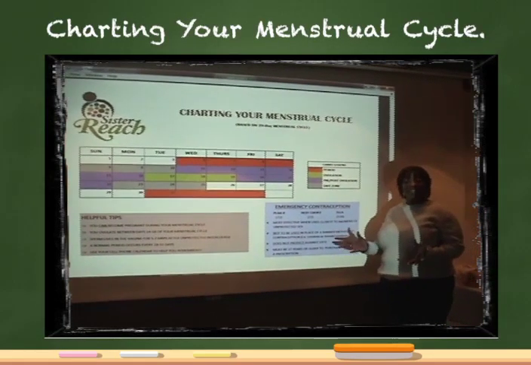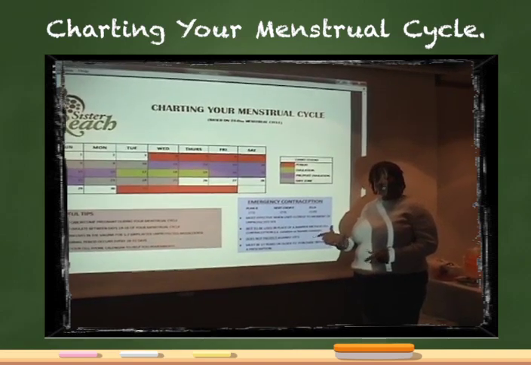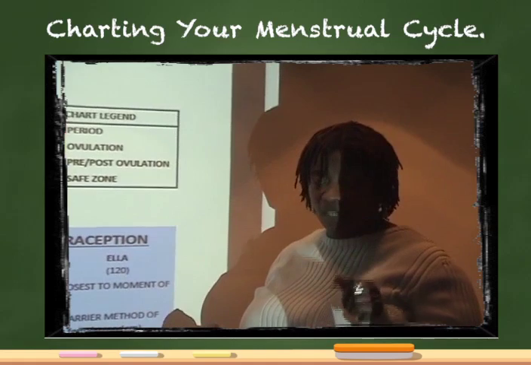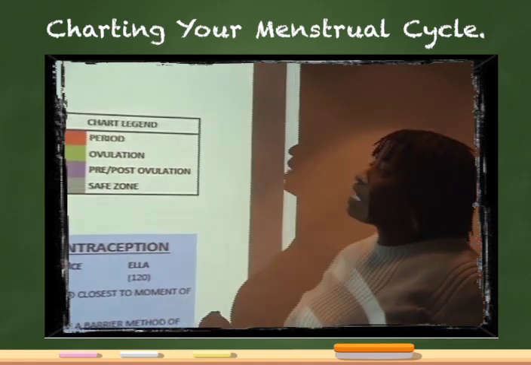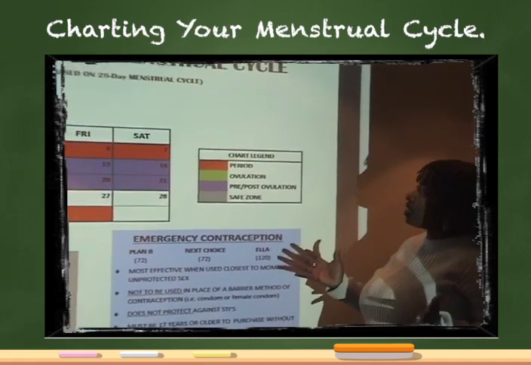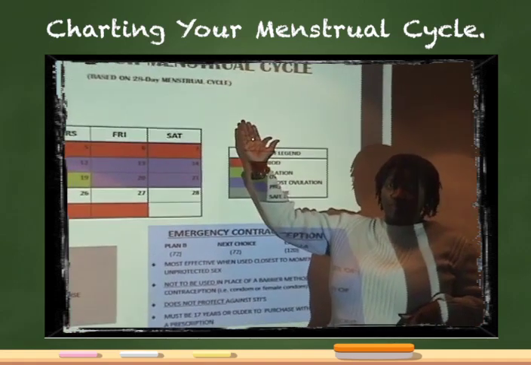So today, we're going to talk about how to chart your menstrual cycle. This is a really good tip, not only for girls, but for guys too. So guys, also pay attention. For the sake of this chart, we're going to learn how to base our charting on a 28-day menstrual cycle.